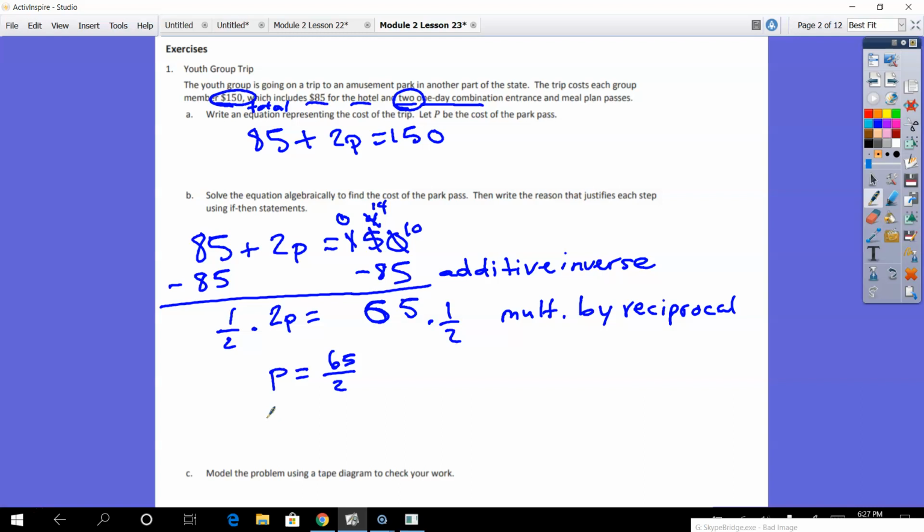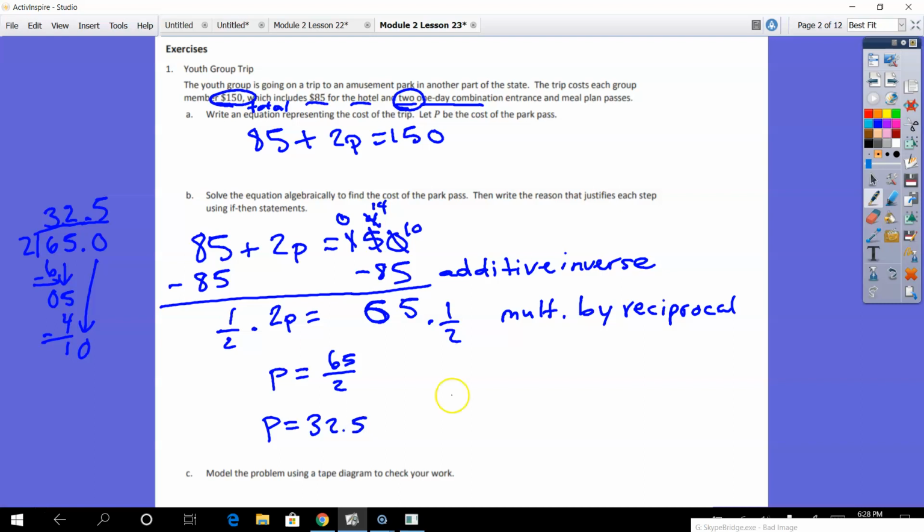And so that's not an even number, so I know that it is not going to be a whole number. So 2 will go into 65. 2 goes into 6 3 times. Subtract. Bring down the 5. 2 will go into 5 twice. 2 times 2 is 4. Subtract is 1. Put a decimal and a 0. Bring the decimal straight up. Bring the 0 down. 2 will go into 10 5 times. So p is equal to 32.5, and p was the cost of the park pass.